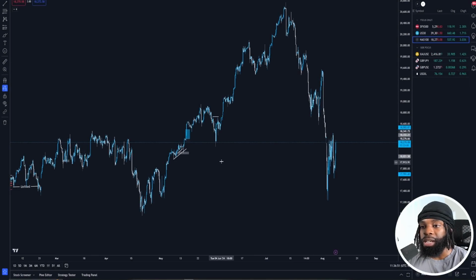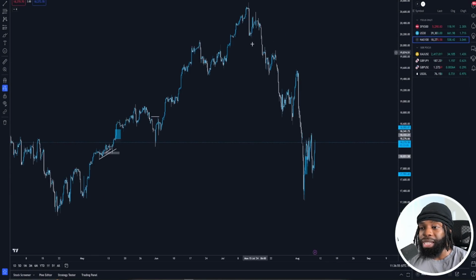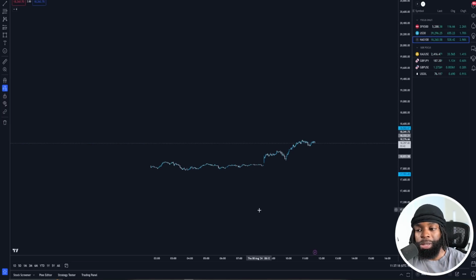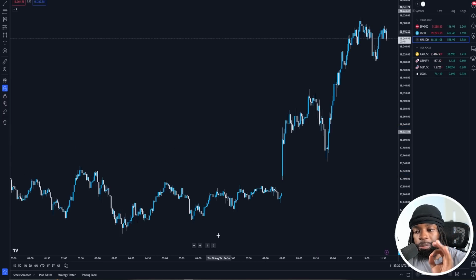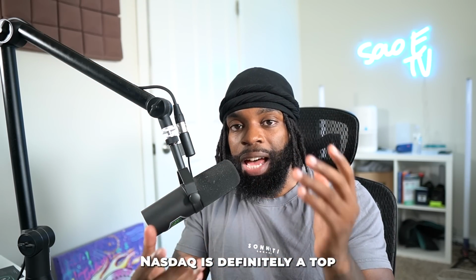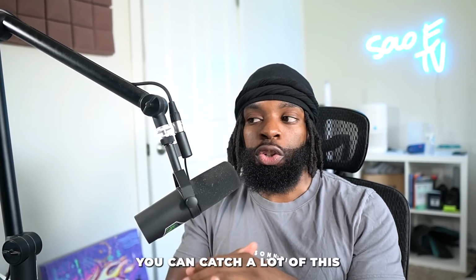If you clearly see here, all of this is the trend. Notice that the pullbacks aren't even a pullback when it comes to NASDAQ. This is why I love NASDAQ, because if you can catch it at the right time, then you can hold this trade for essentially a long time. Or if you're like me, you get in, get out, get in, get out again, and you can catch a lot of these plays from the 5-minute to the 2-minute, a lot of these small little increments of consolidation. So this is why I say NASDAQ is definitely a top 4 pick, because of the simple fact you can catch a lot of it.